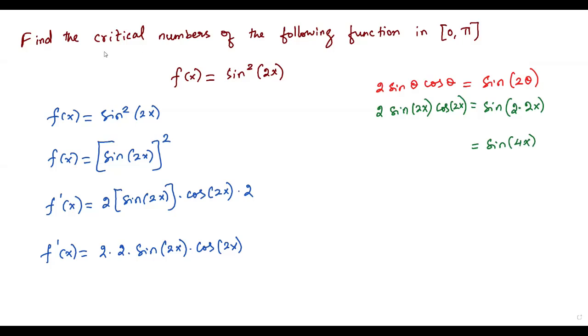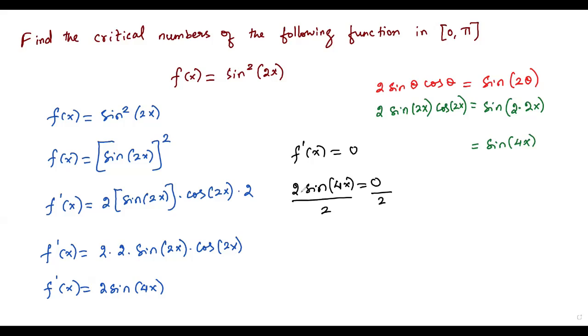Now let me plug it in. f prime of x equals 2 times sine of 4x. Now I have the first derivative of the given function. To get the critical numbers, I have to equate the first derivative, f prime of x, to 0. Then I'm getting 2 times sine of 4x equals 0. To get rid of this 2, I divide both sides by 2, and this 2 cancels out. I'm getting sine of 4x equals 0 over 2, which is 0.